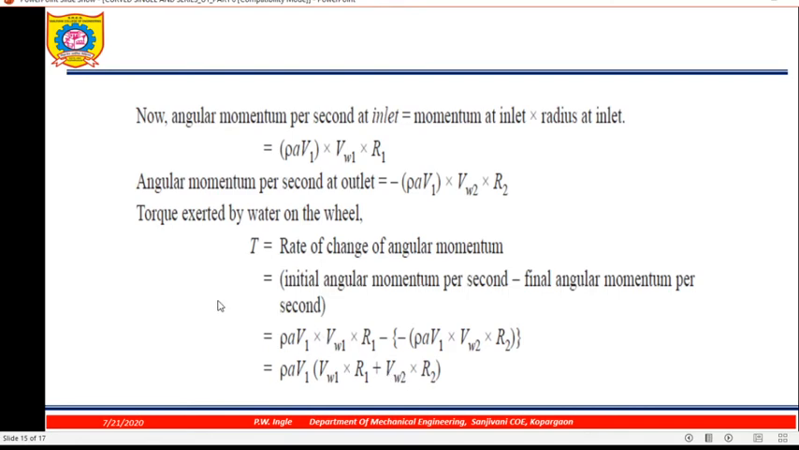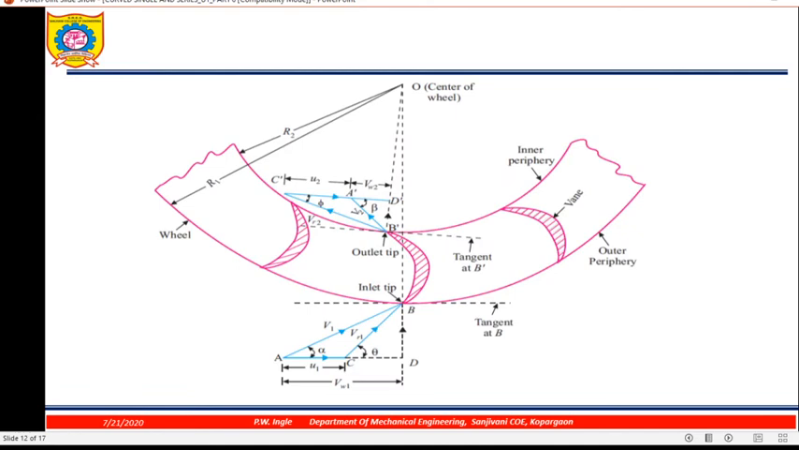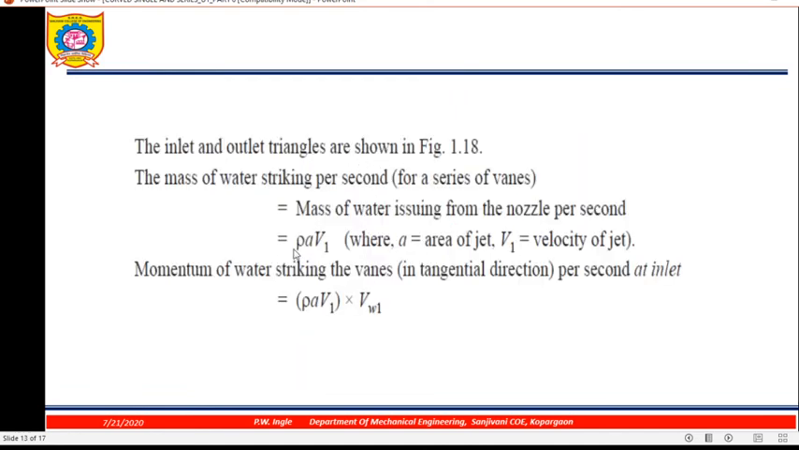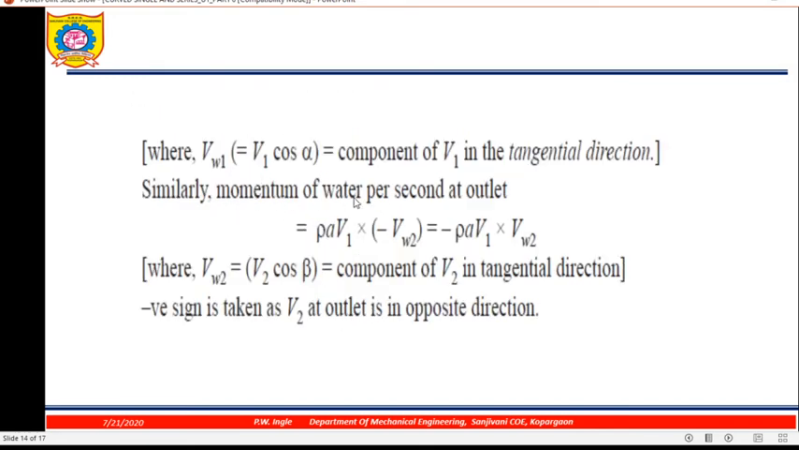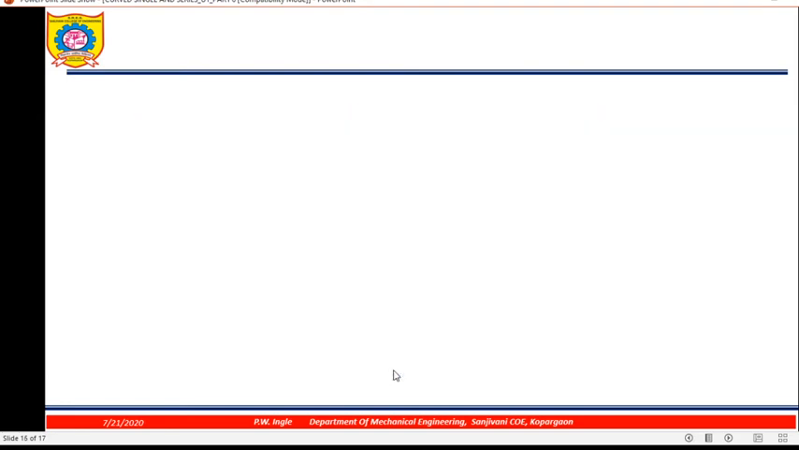So how have we calculated this torque exerted? Ultimately we have to calculate force and work done. We first took the mass of water striking, rho A V1, then the linear momentum, rho A V1 into VW1. Then the momentum at outlet, rho A V1 minus VW2, then the angular momentum multiplied by R1 and R2. So the rate of change of angular momentum is rho A V1 into VW1 R1 plus VW2 R2.